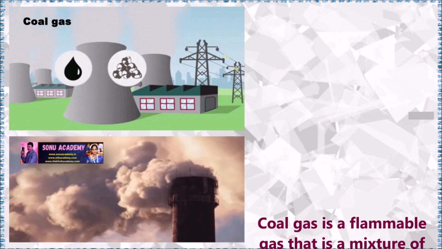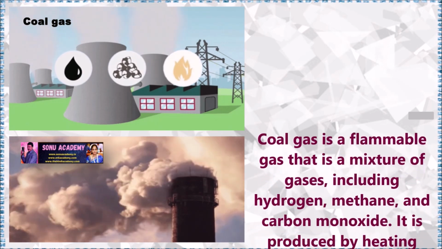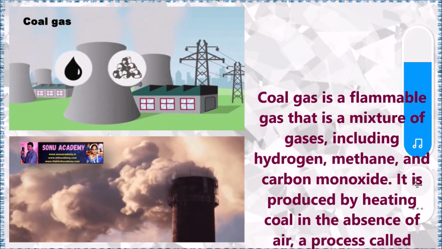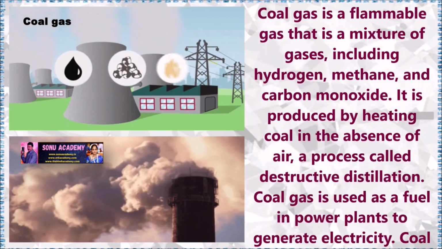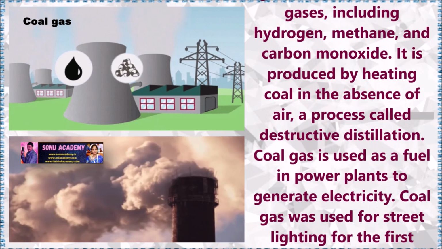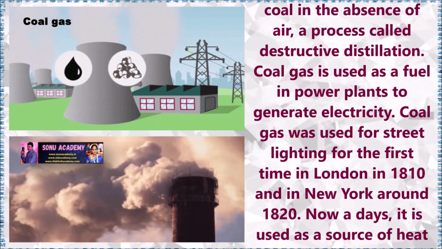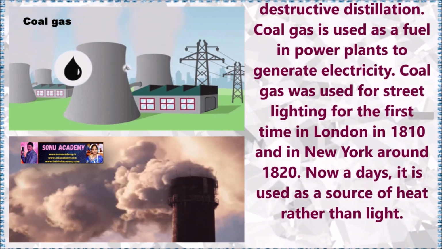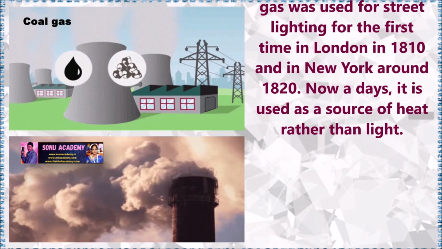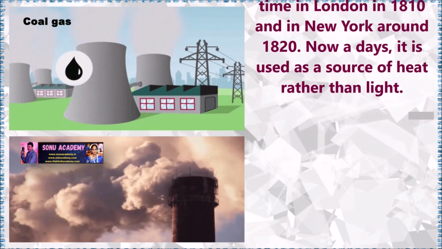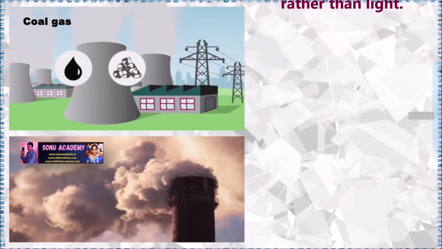Children, now let us discuss about coal gas. Coal gas is a flammable gas that is a mixture of gases including hydrogen, methane, and carbon monoxide. It is produced by heating coal in the absence of air, a process called destructive distillation. Coal gas is used as a fuel in power plants to generate electricity. Coal gas was used for street lighting for the first time in London in 1810 and in New York around 1820. Nowadays, it is used as a source of heat rather than light.